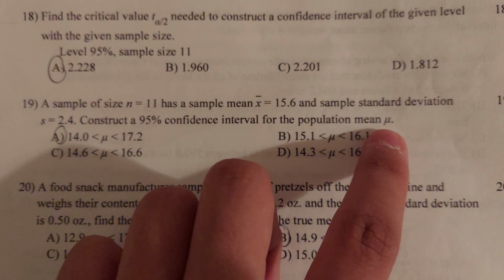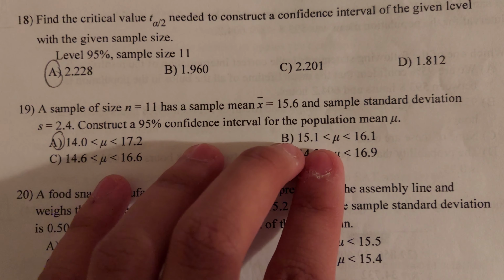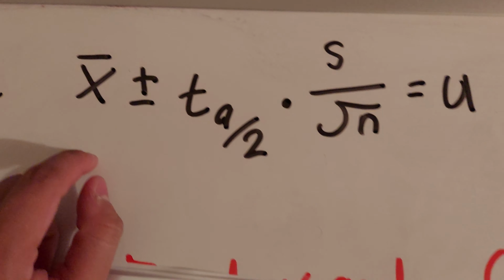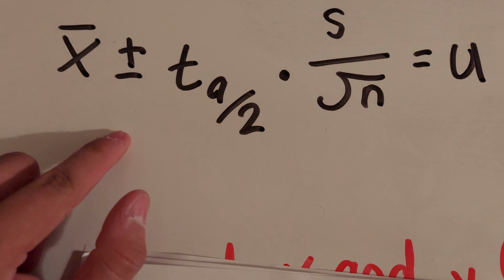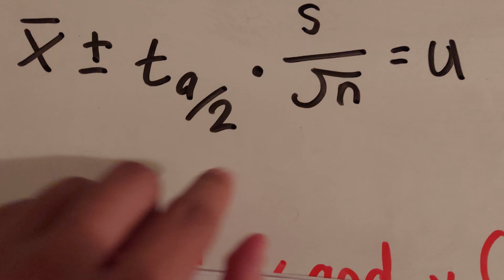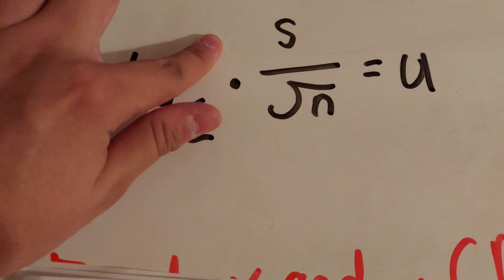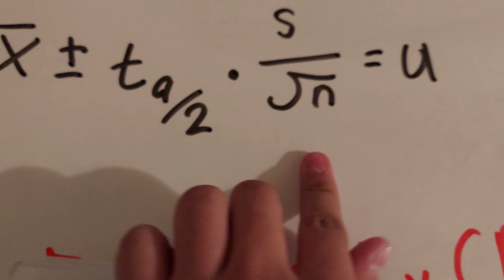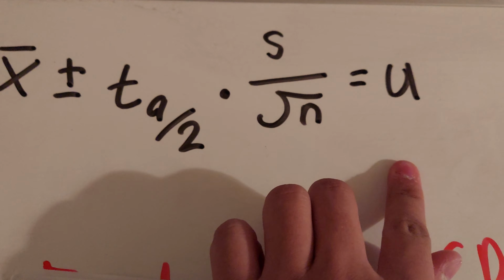Alright, so let's find μ. Now to find μ, we're going to be using a different formula. So let me show you that. We're going to be using the sample mean plus or minus t alpha over 2 times the sample standard deviation divided by the square root of the sample size, equals μ.